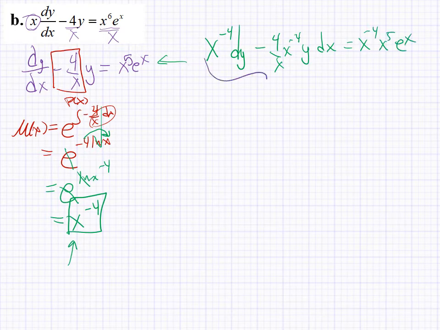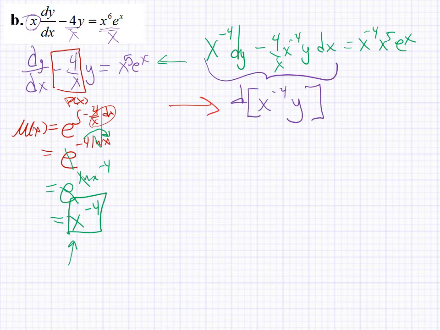And again, what happens is this side of the equation, if you look really close at it, is the derivative of x to the negative 4 times y. It's the integrating factor times y. And again, if I just check it, and this is the last time I'm going to do this, because if we see this pattern developing every single time, from here on out we're going to skip to this step. We're going to start here once we find our integrating factor.